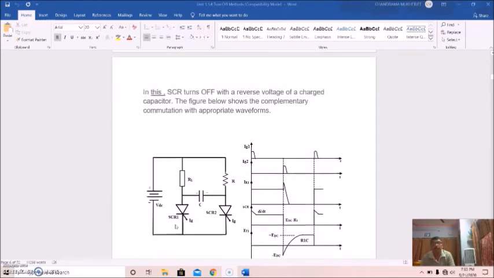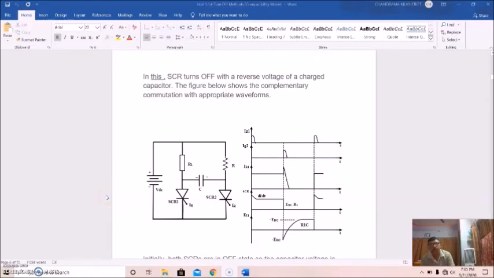So in this commutation process, there are 4 modes or operations. Initially, both thyristors 1 and 2 are in off state, and voltage across the capacitor is also 0. The conditions of thyristor 1, thyristor 2 and capacitor may be stated as: SCR1 is off, SCR2 is off, and capacitor voltage is 0.